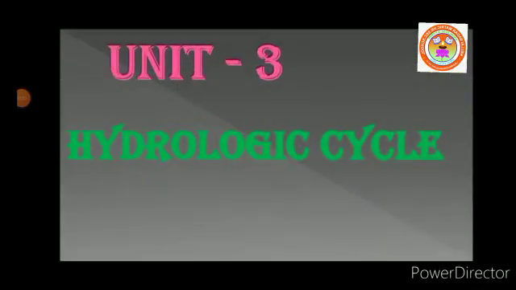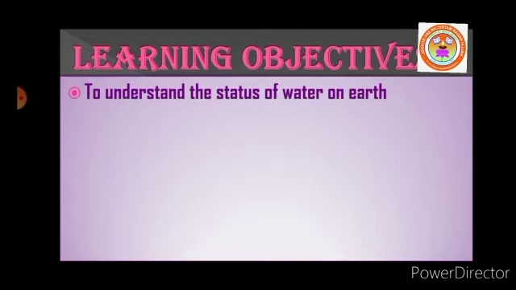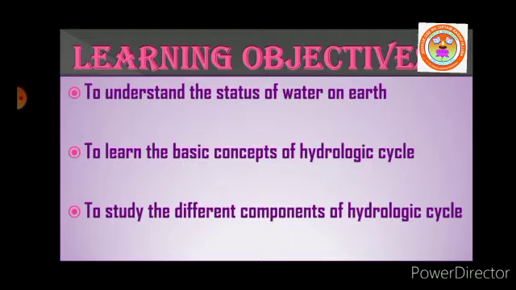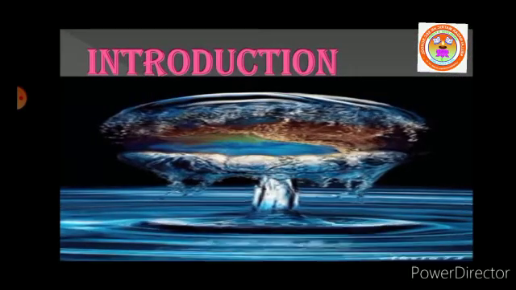Today we will discuss Geography Unit 3 Hydrologic Cycle. Learning objectives: to understand the status of water on the earth, to learn the basic concepts of hydrologic cycle, to study the different components of hydrologic cycle. First, let us see introduction.